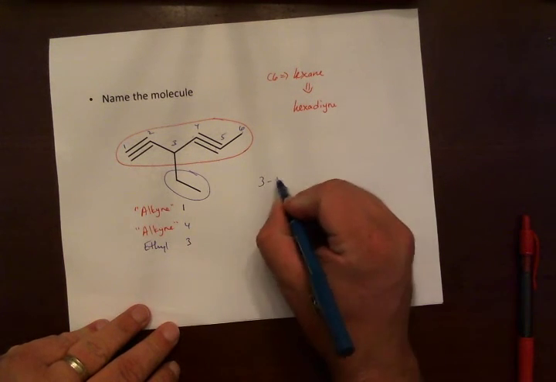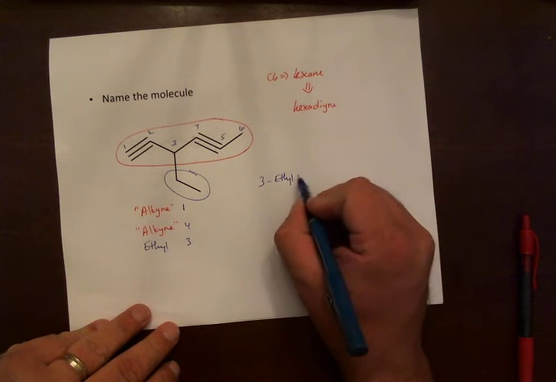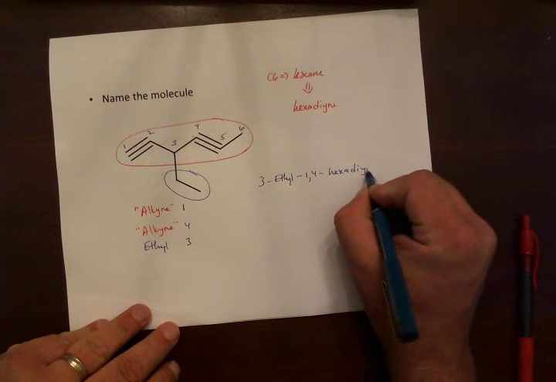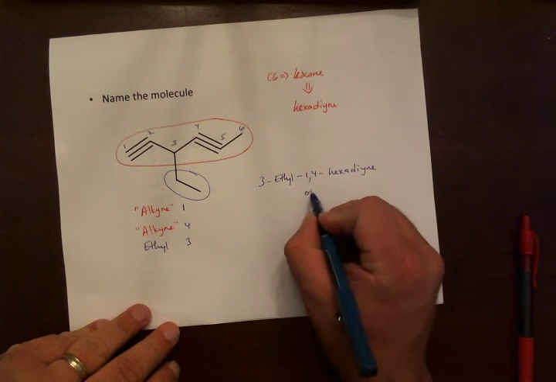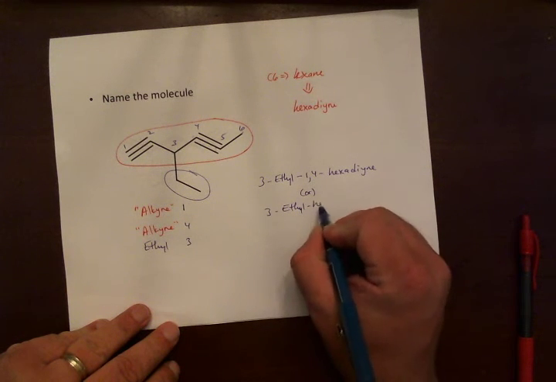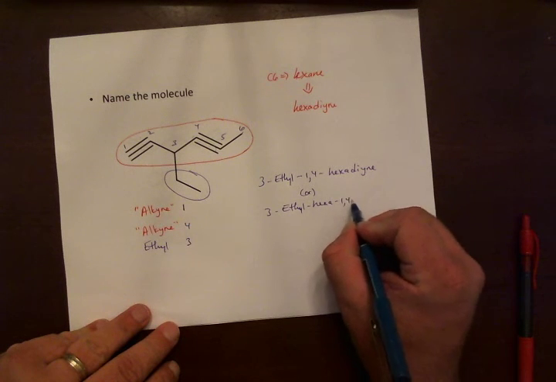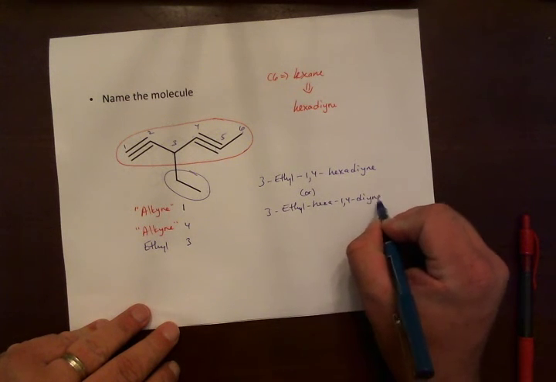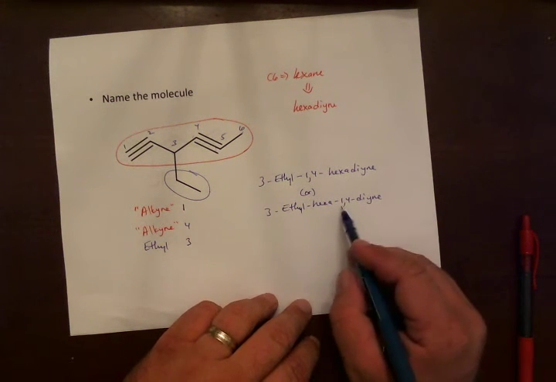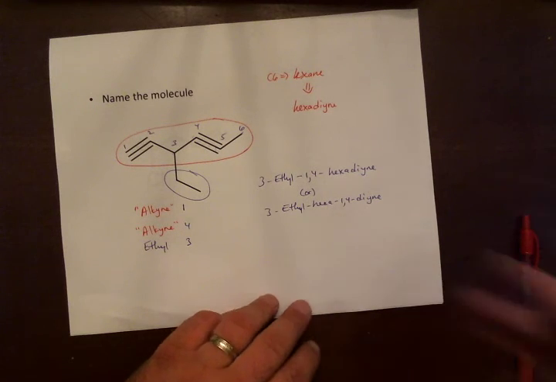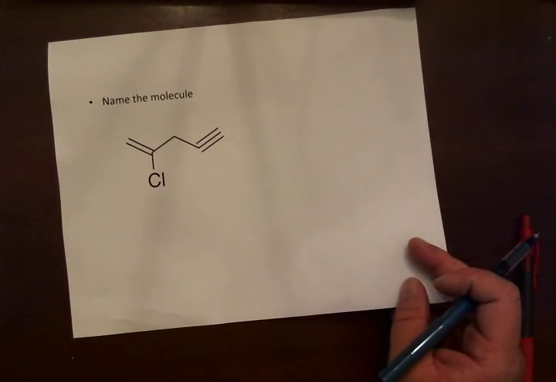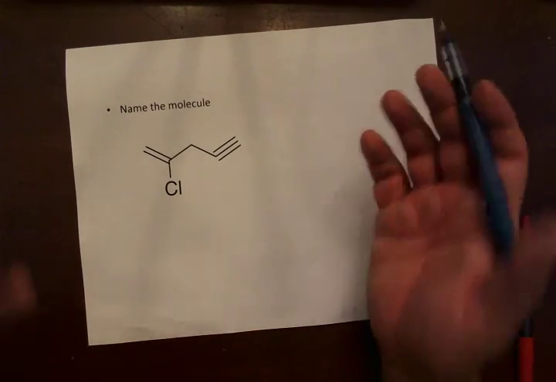So it becomes 3 ethyl, 1, 4 hexadiyne, or 3 ethyl hexa 1,4 diyne. We have 2 triple bonds in there, so we need the di, and you need to let me know where those are. I'll take either one. If you put just hex there, that's fine. Now the last type is when you have a double and a triple bond.